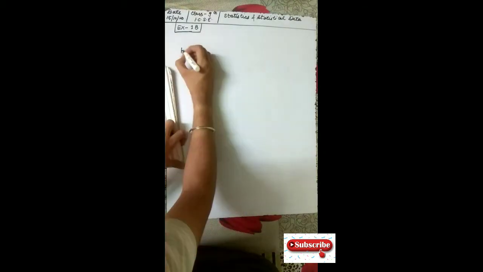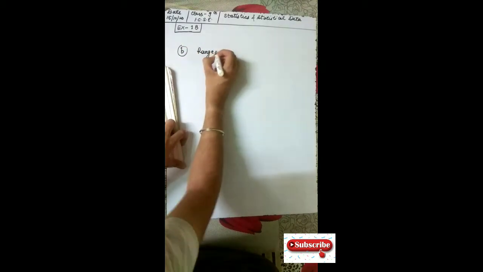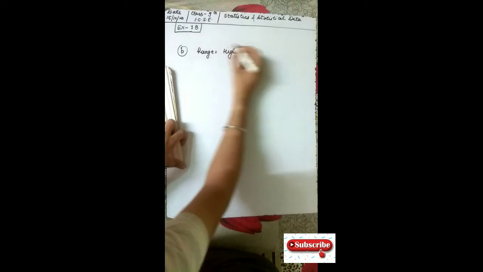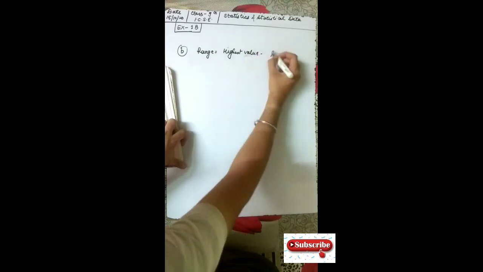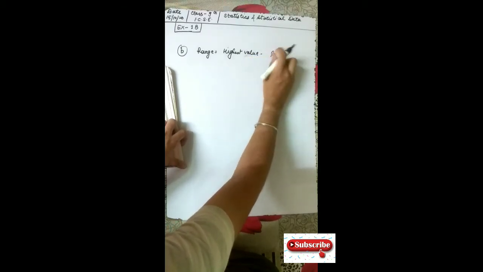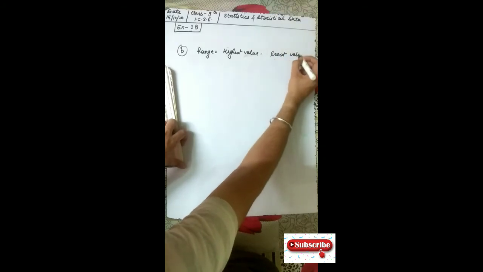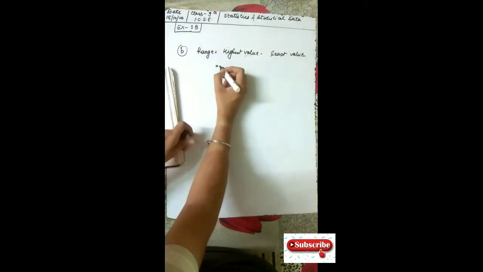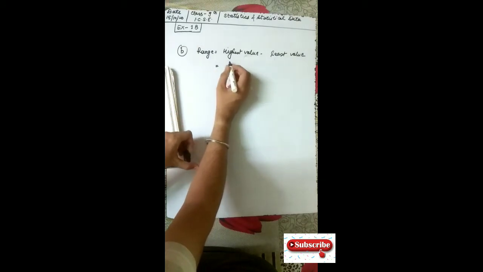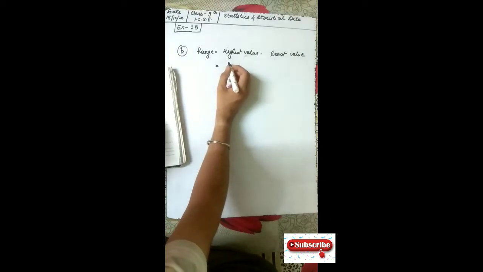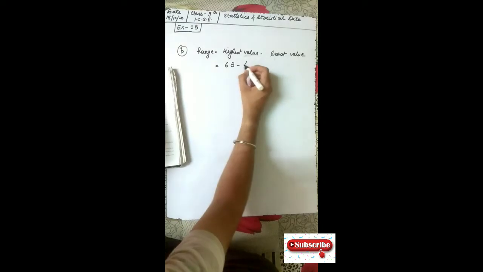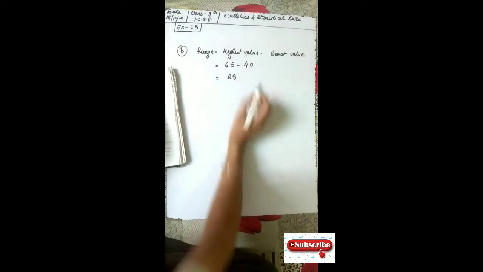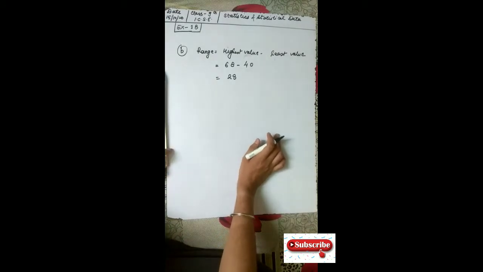Second one, what is the range of the collection? I've explained how to find the range of the collection: range is equal to highest value minus lowest or least value. So if you look at your table, the highest value is 68 and the lowest value is 40. So that is how you got 28. So 28 is the range of the data.